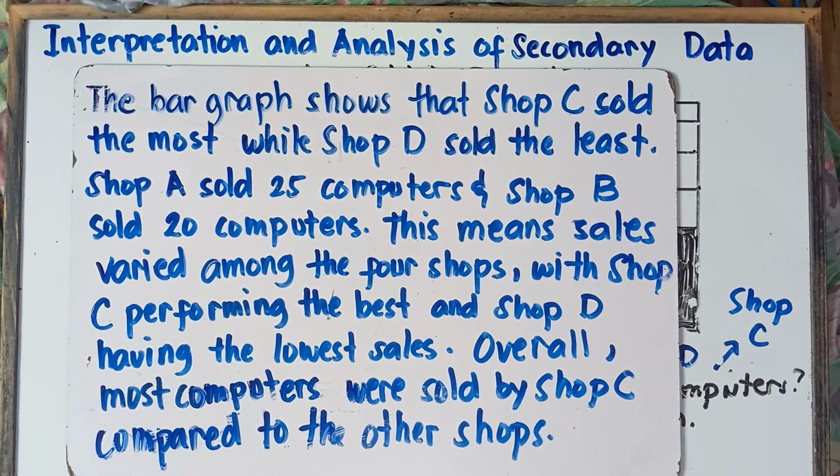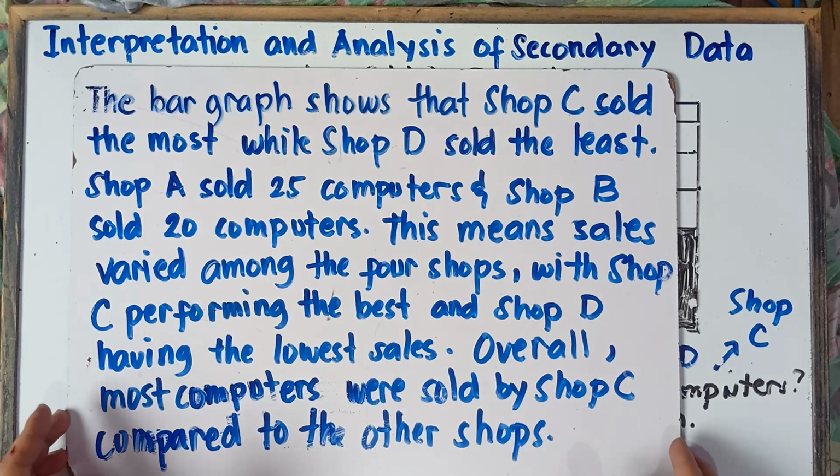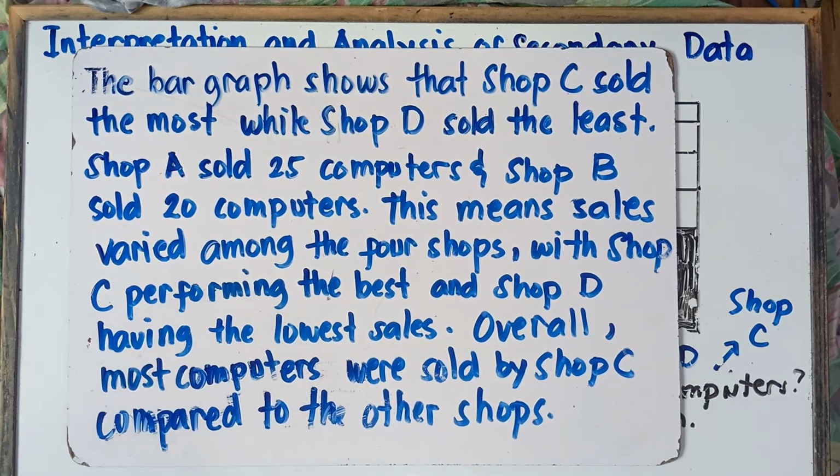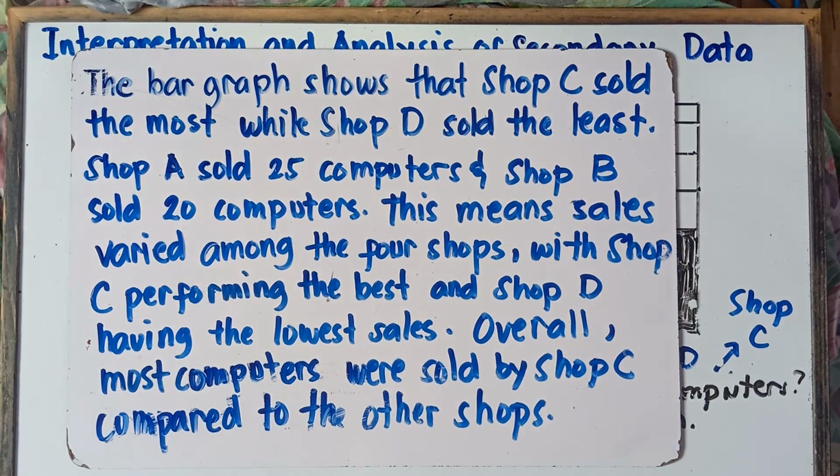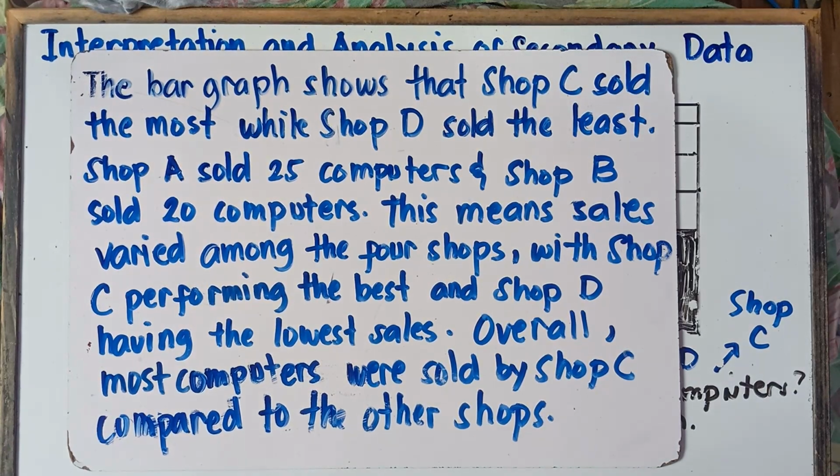This means that sales varied among the 4 shops, with shop C performing the best and shop D having the lowest sales. Overall, most computers were sold by shop C compared to the other shops. And that would be our final interpretation, class.